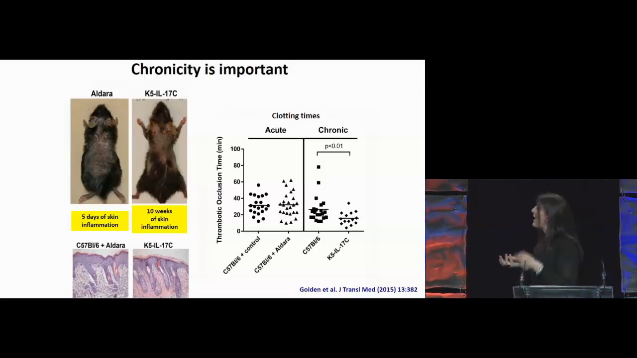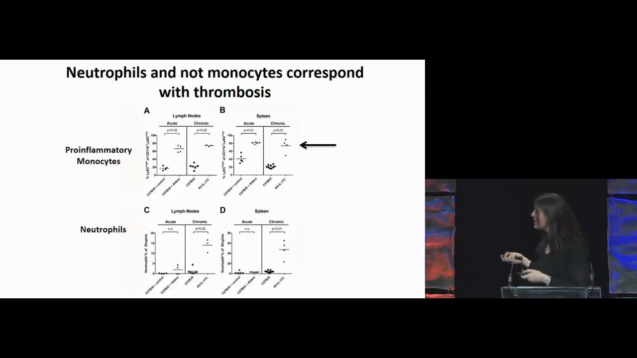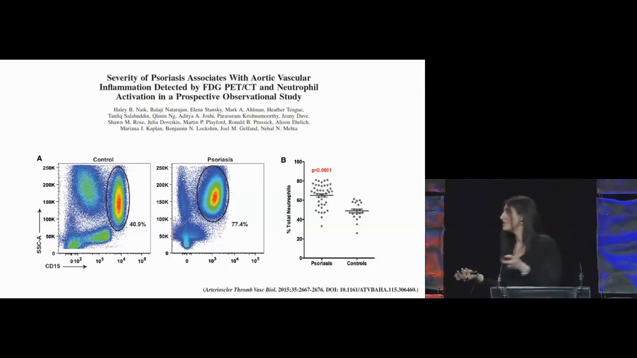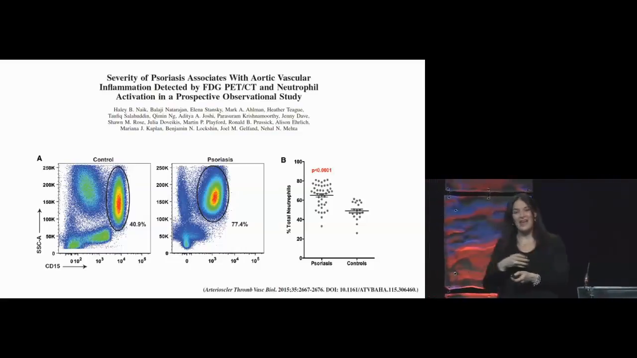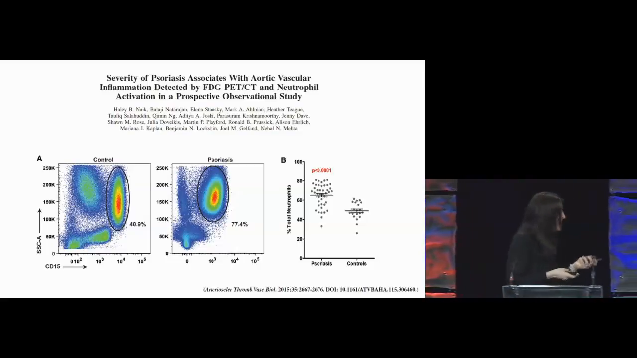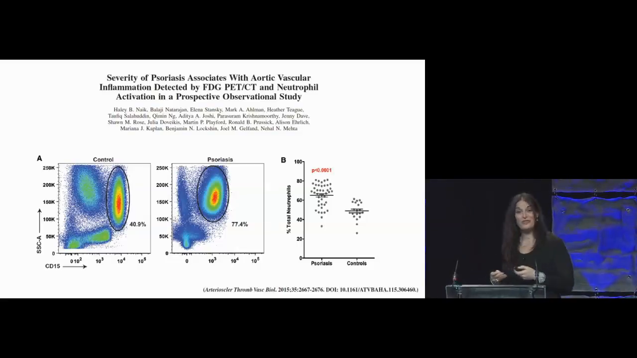Now, when we looked at the monocytes, what we determined was the monocytes really seemed to correspond better to the level of skin inflammation. The neutrophils, however, were only elevated in the mouse that was prothrombotic. Nehal Mehta just published a paper in ATVB showing that circulating neutrophils are up in psoriasis patients and that neutrophil-specific proteins correlate really well with vascular inflammation. So it's possible there's a role for neutrophils in driving the comorbidities of this disease.